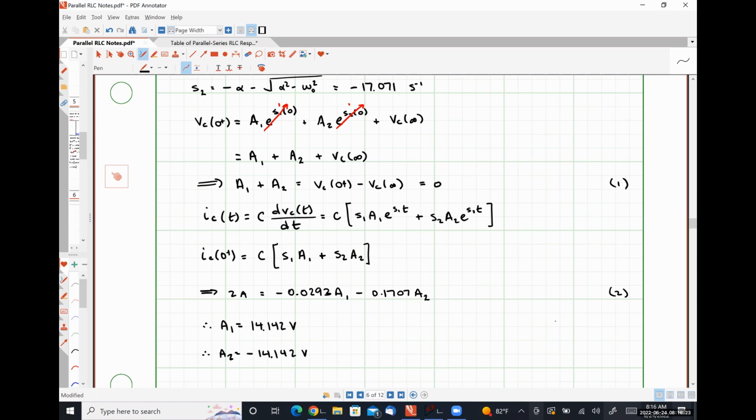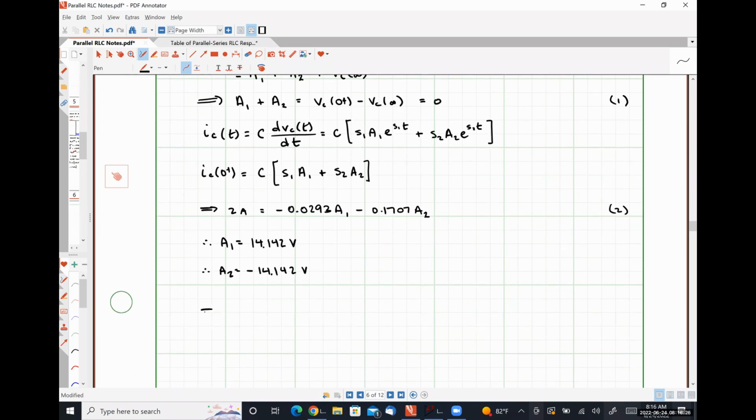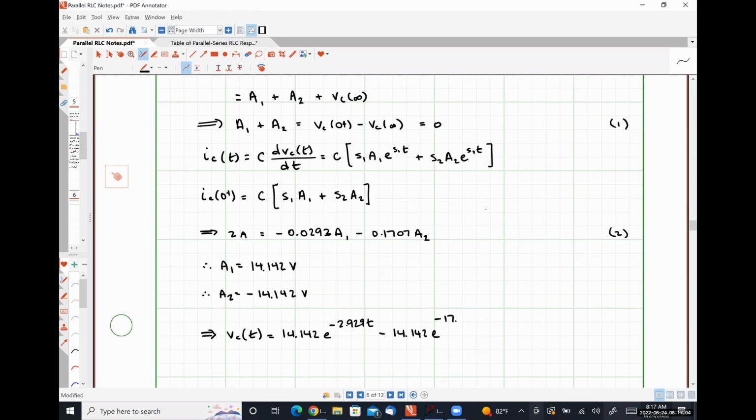All right, so from here, we know that our capacitor voltage, V of t, will be A1, so 14.142 e to the negative 2.929 t, plus A2, so that's going to look like minus 14.142 volts, e to the negative 17.071 t, plus V at infinity, which we found to be 0. So I'm going to put volts here.